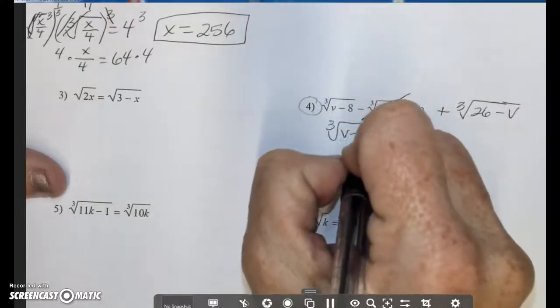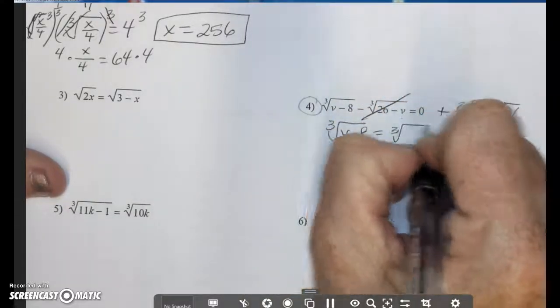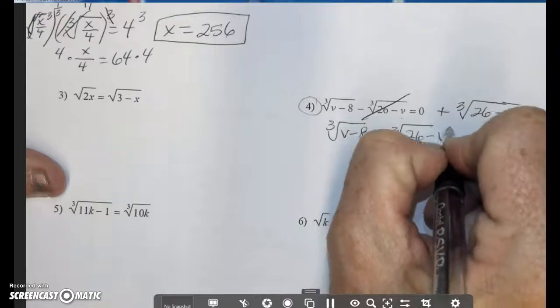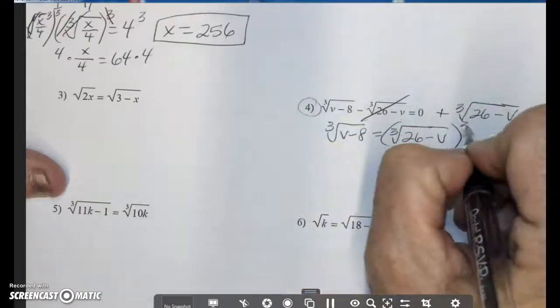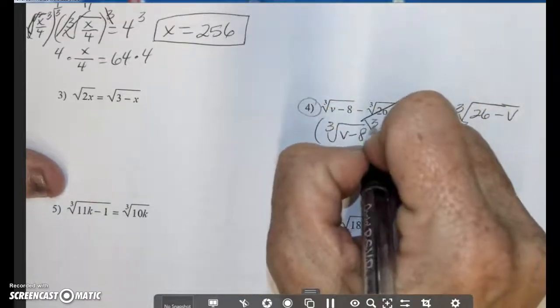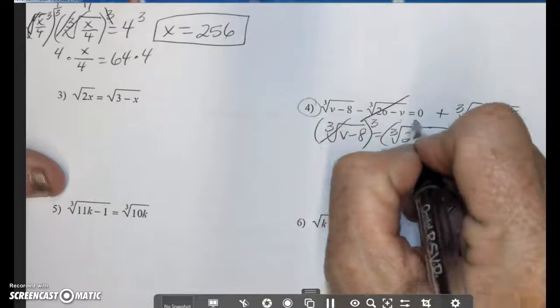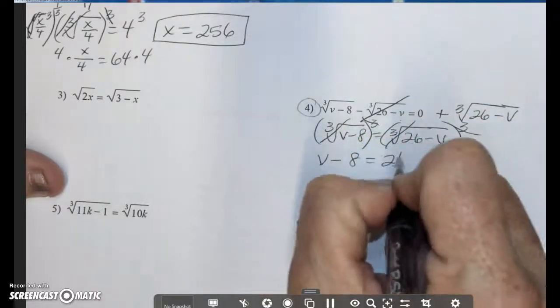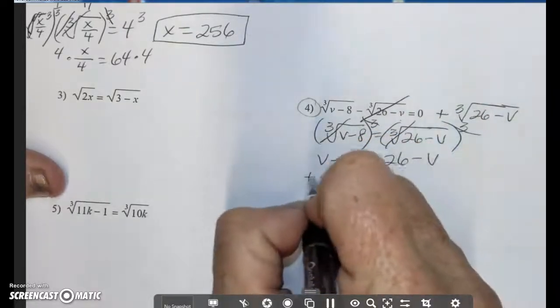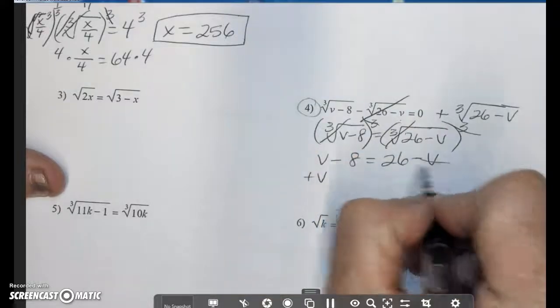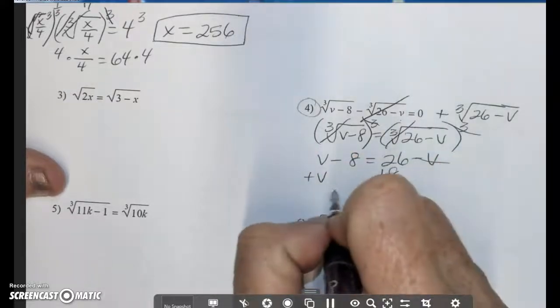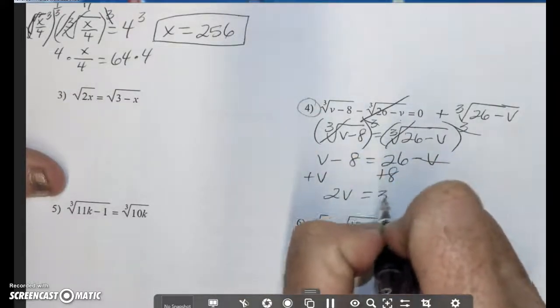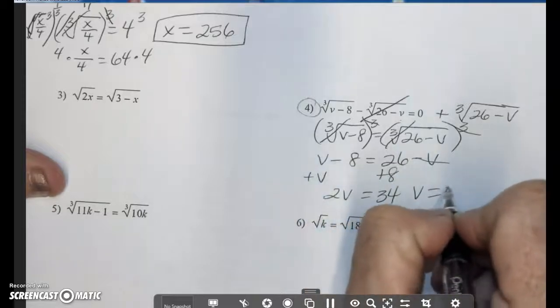cube root of v minus 8 equals the cube root of 26 minus v, I can actually cube both sides, which will cancel out my cube roots. And I have v minus 8 equals 26 minus v. I'm going to add v to that side and add 8 to that side, so I get 2v equals 34, so v equals 17.